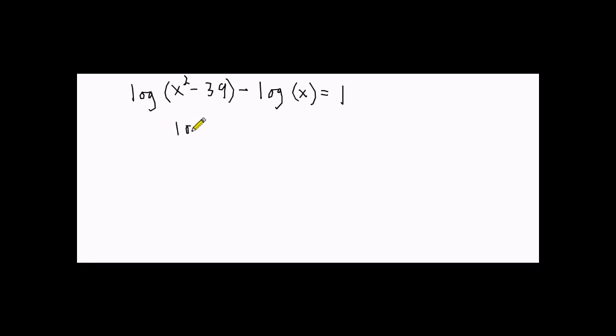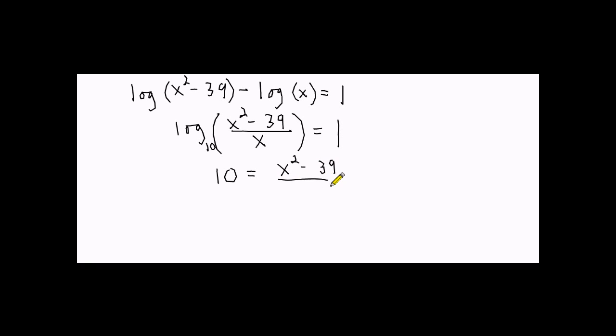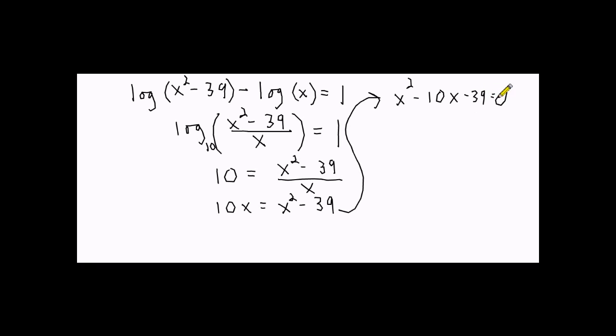So the first thing you should do here is have log, I'm going to make one big fraction here, of x squared minus 39 divided by x equals 1. And once everything's in a log, you rewrite exponentially. So this is log base 10 really. So we get 10 to the first, which is just 10, equals x squared minus 39 over x. So we're going to cross multiply here and get 10x equals x squared minus 39. And then we're going to take that, and it's a quadratic, so I'm just going to get everything on the same side. x squared minus 10x minus 39 equals 0.